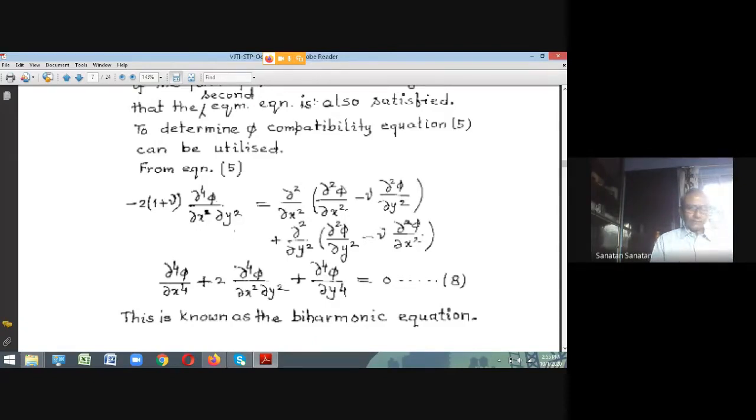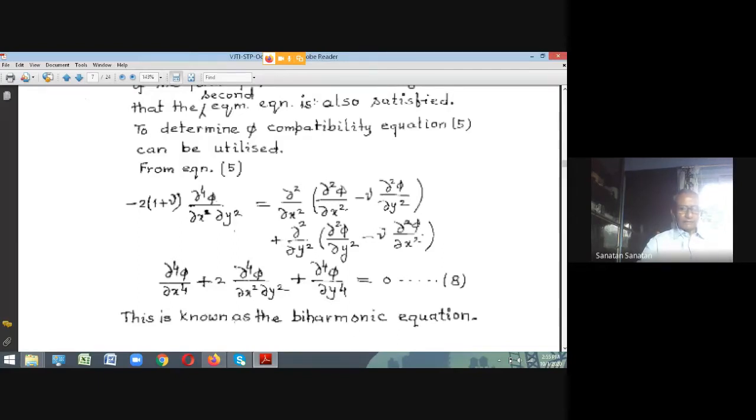One differential equation, a fourth order differential equation, is to be solved to solve any stress analysis problem. So if you have to find the solution of any stress analysis problem, you have to determine phi as a function of x and y which satisfies this equation, plus it should satisfy the specified loading conditions at the boundary. This equation is known as the biharmonic equation.